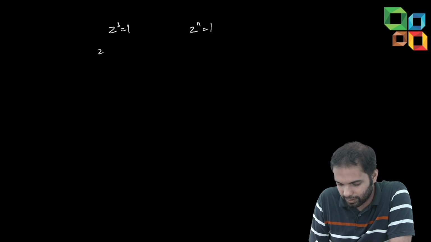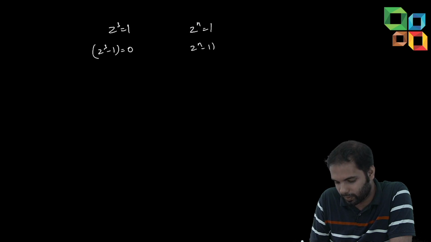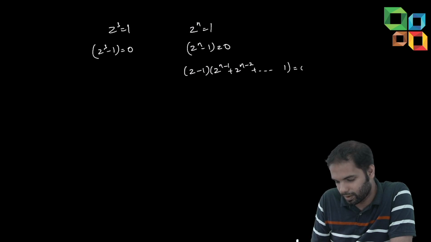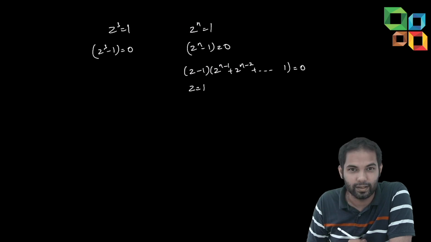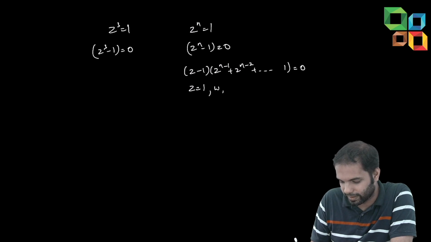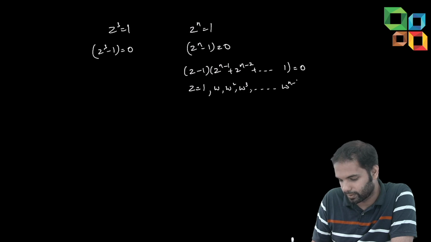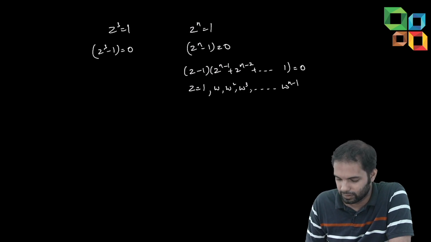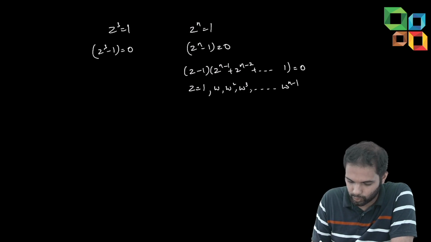Again, I can use a similar logic to what I did here. z cube minus 1 is equal to 0, so z power n minus 1 is equal to 0. Again, you can see that this is nothing but z minus 1 into z power n minus 1 plus z power n minus 2, and so on up to 1. So you can see that one of the roots is 1. The other roots, similar to what we have done there, you can write as omega, omega square, omega cube, up to omega power n minus 1. Got it?